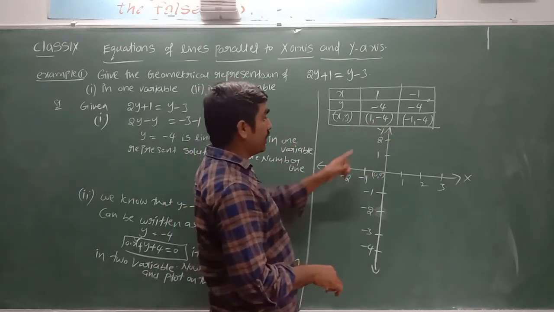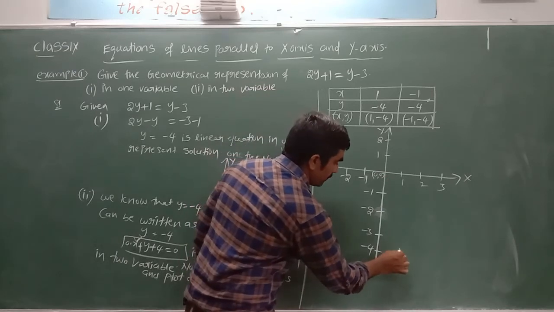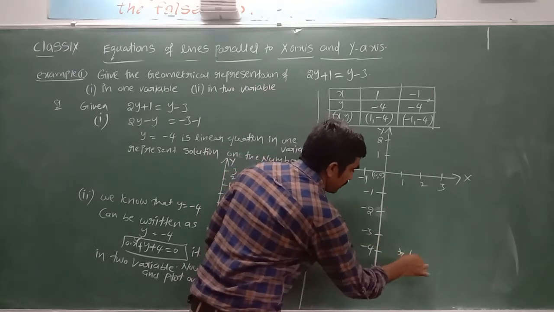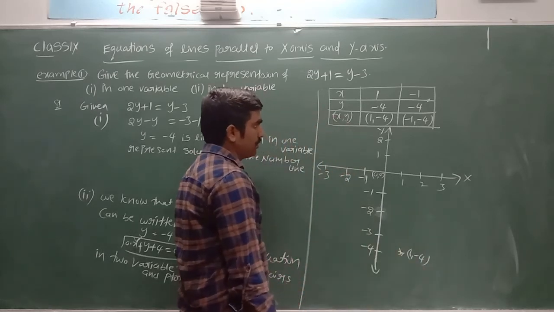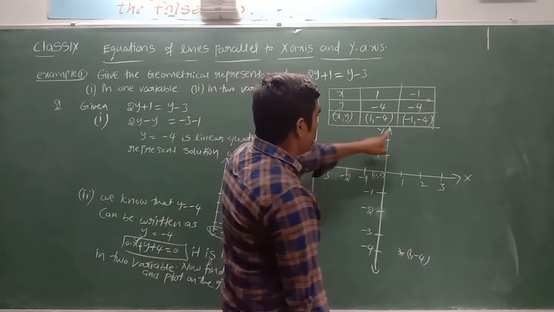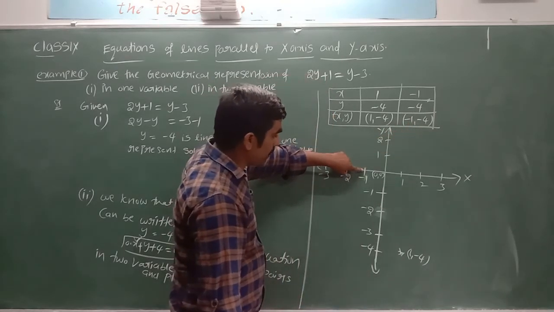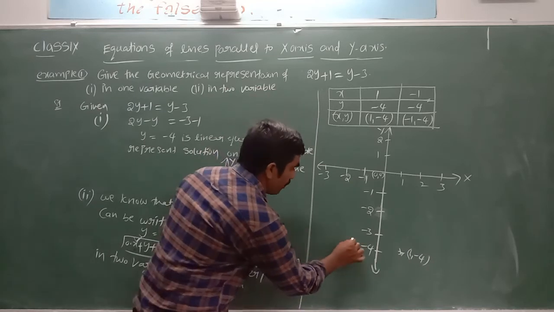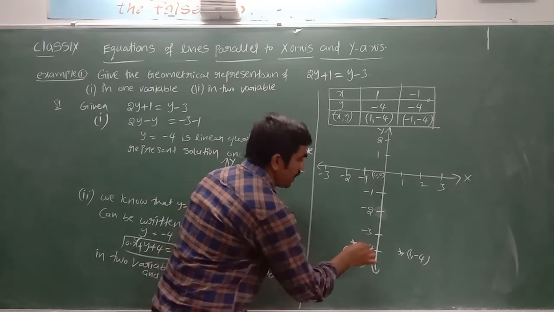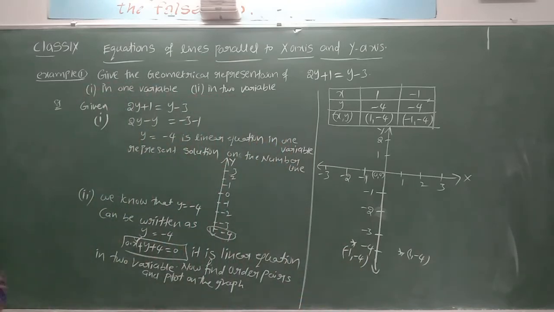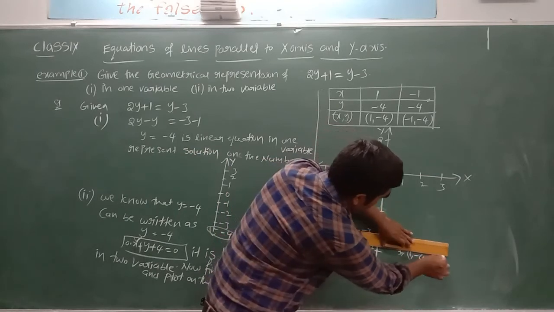Now see here, where can I take 1 comma -4? On x, 1, and on y, -4. You get the point here. Yes, 1 comma -4. Next one, -1 comma -4. On x we take -1, on y we take -4. Here you can see the point -1 comma -4. Now we try to join these 2 points by using a ruler.